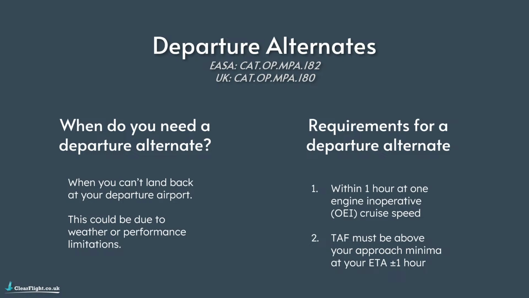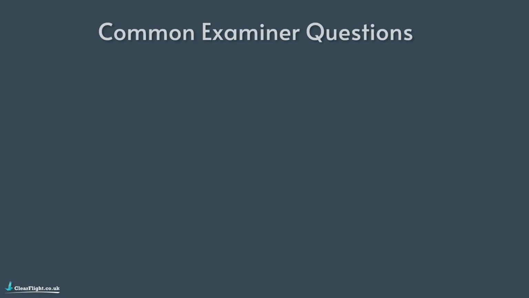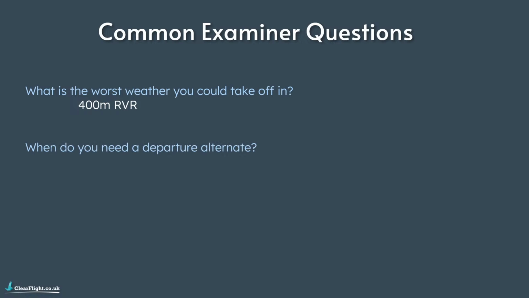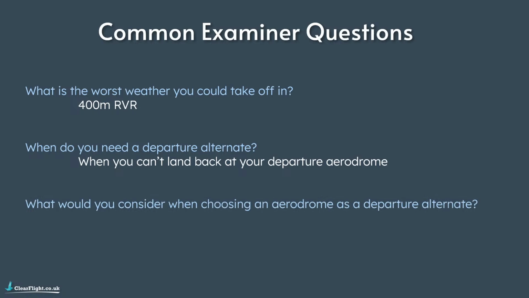So that's it for the rules and regulations for departures, really. The last thing we'll cover here is what might your examiner ask you on test day about your departures. A lot of the questions here will be about the rules and regulations. When can you depart? When do you need departure alternates, etc. So you might be asked, what's the worst weather you could take off in? Well, as we've just talked about, the worst weather you could possibly take off in with your single pilot instrument rating is a 400 meter RVR. When do you need a departure alternate? Well, you need a departure alternate when you can't land back at your departure aerodrome. And when you're choosing a departure alternate, what would you consider?